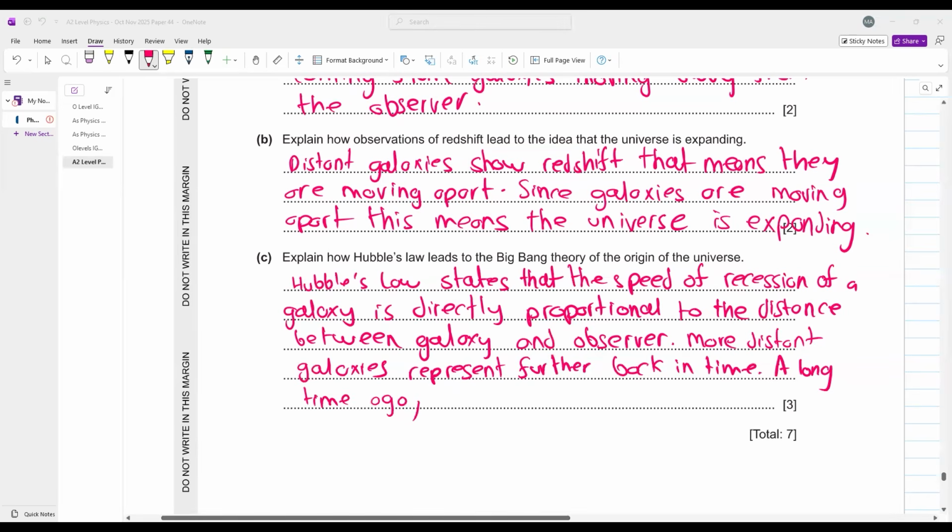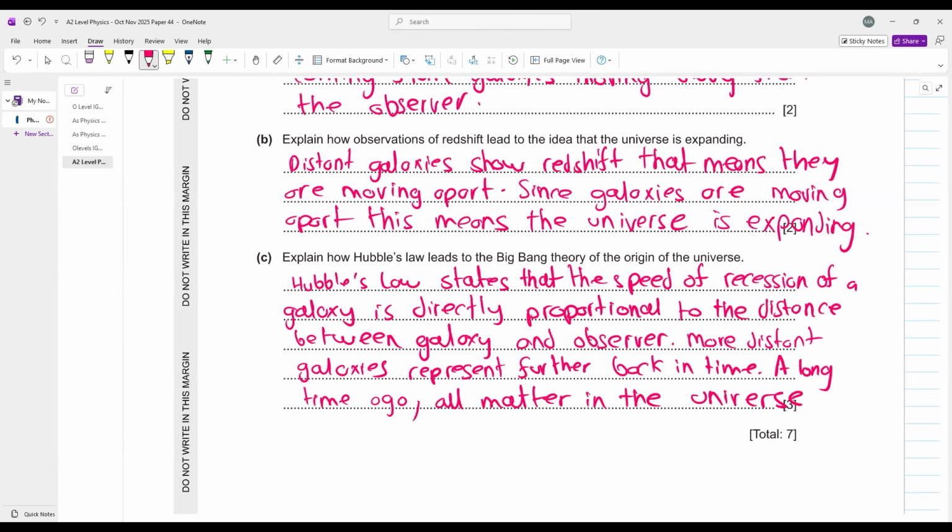A long time ago, all matter in the universe must have been very close together. This marks the end of this paper.